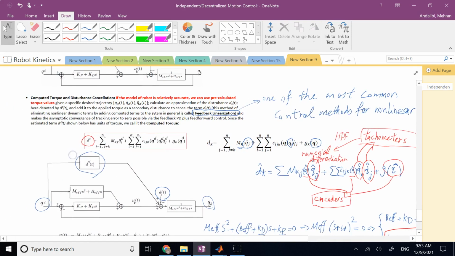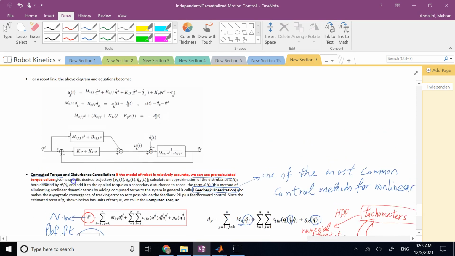Okay, so hopefully this is clear. And again, we call it computed torque because this dd are the torque. By the way, the unit of this dd is torque. If you look at the unit of that, it is like Newton meter, or it is like pound force times feet. Okay, if you look at each and every one of these terms, they have units of torque. So we call it computed torque, and we can do pre-calculation of them.